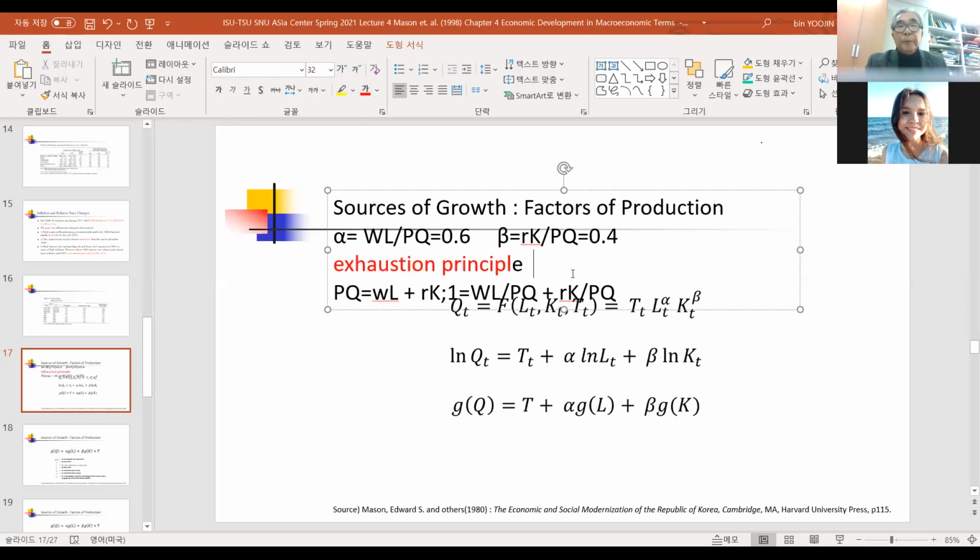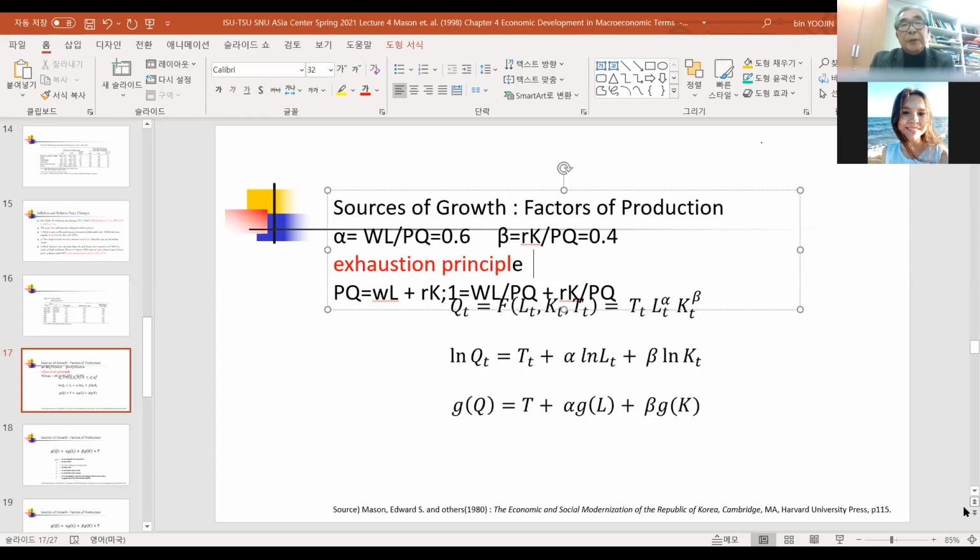What is the exhaustion principle? That means you exhaust income into what? Two components. You exhaust your GDP, gross national product, which should be equal to gross national income, and it should go back to the original contributor factors. Who are the original factors? People and machines or buildings. So in other words, income should not be left over. It should go back to the original sources of factors.